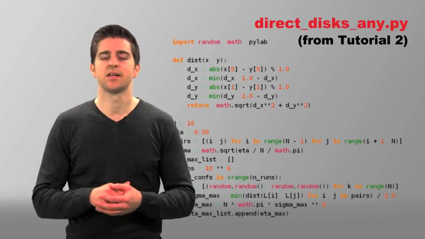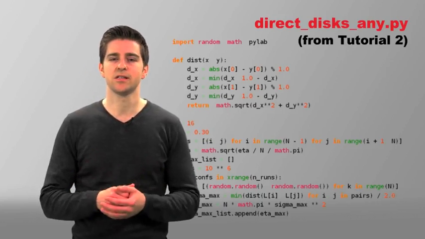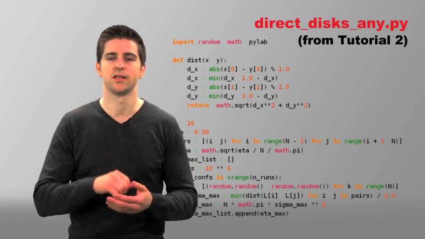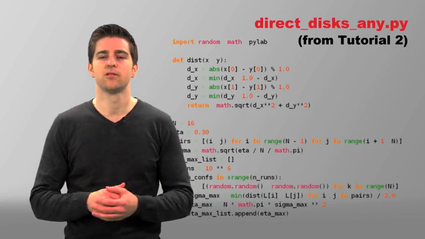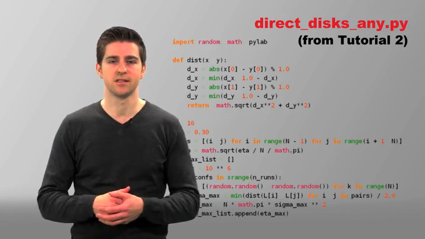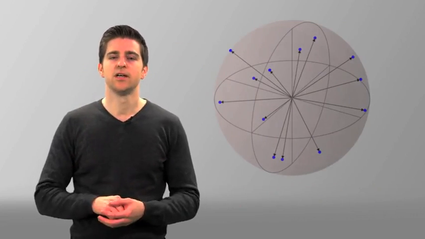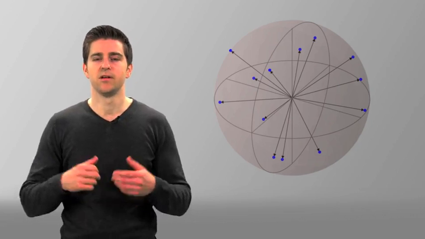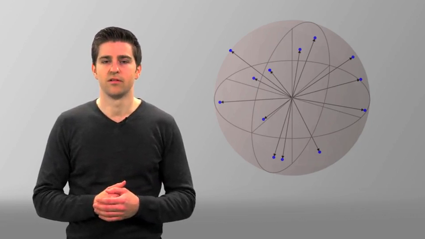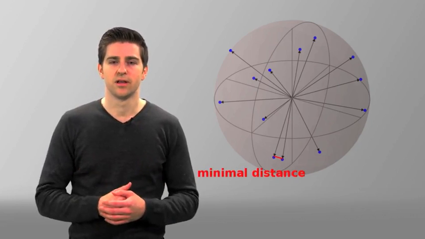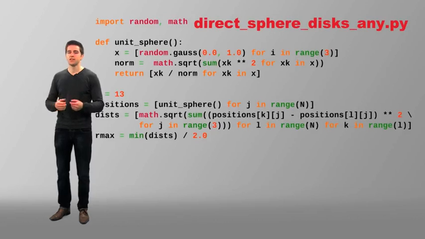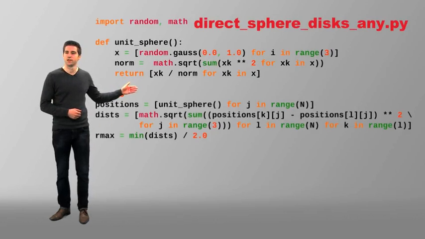You will remember that in tutorial 2 we discussed the program directDisks_any.py, which allowed us to first place points in the plane and only then to compute their minimal distance and density. We can adapt this program to our needs by placing the points on a sphere using the Gaussian random numbers we learned about in week 4 of this course, and then computing their minimal distance. This gives the Python program shown here.